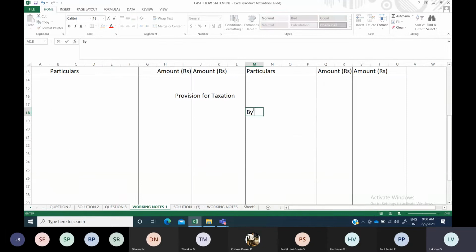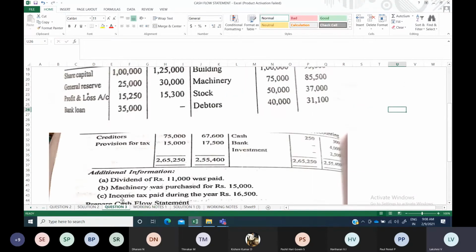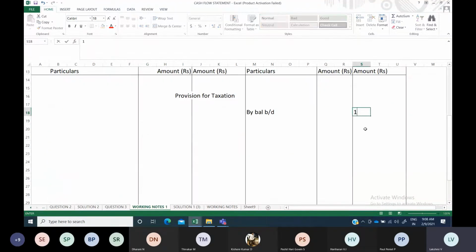So by balance brought down. Okay, you can straight away go to the outer column, 15,000. You can enter that amount, 15,000, and move to the debit side.